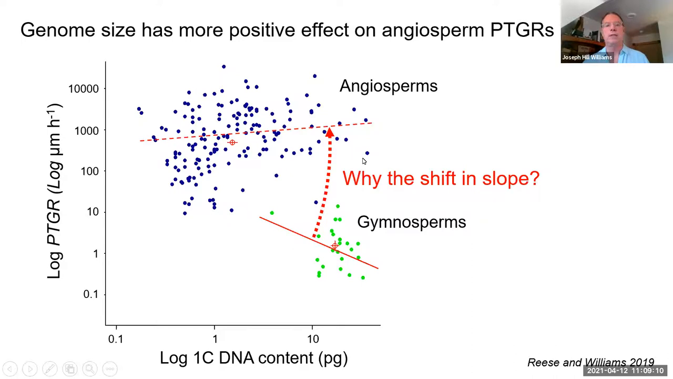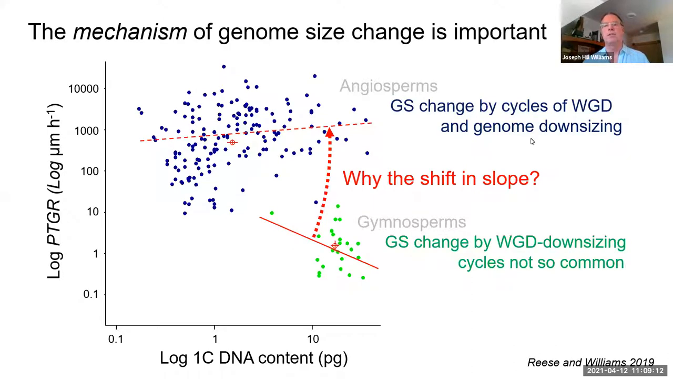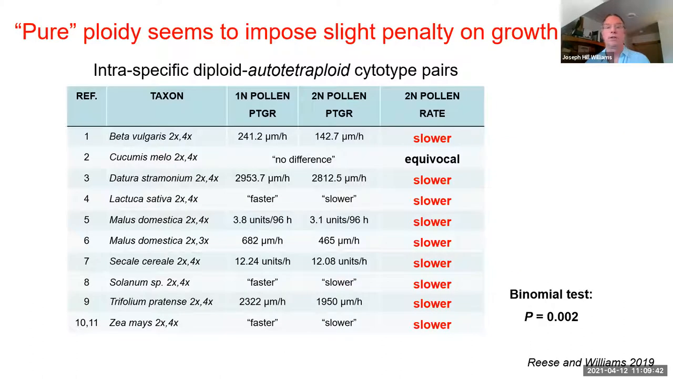And why is there that shift? It's the mechanism of genome size change that I think is really important here. You think about how angiosperms have undergone lots of cycles of whole genome duplication and genome downsizing. And genome size change in gymnosperms has not really had that same kind of mechanism for the most part. So that suggests that increases in gene number have affected pollen tube growth rates, have had energetic effects on pollen tubes in angiosperms. Well, is that really true?